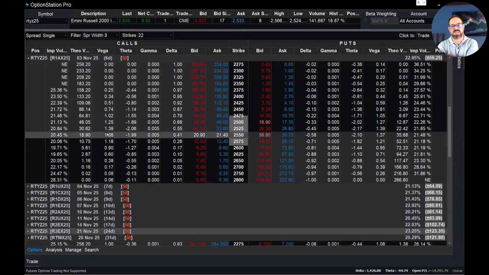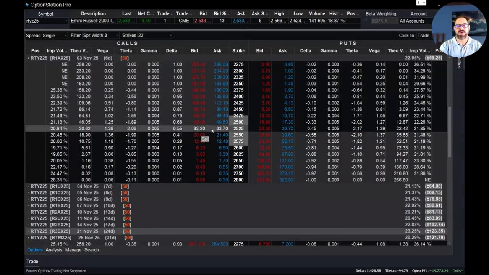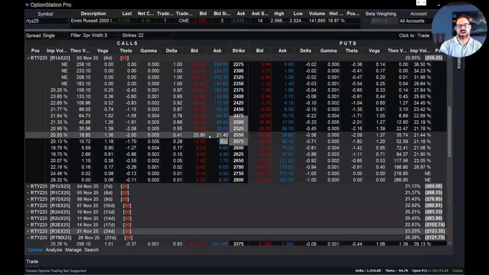And I'm not necessarily going to pick the at the money, but I'm judging it from that point. I can look at theoretical value as well. And based on the theoretical value versus my bid ask spread, I can see, are we trading more expensive or less expensive than the theoretical value? So that's one way of looking at it.